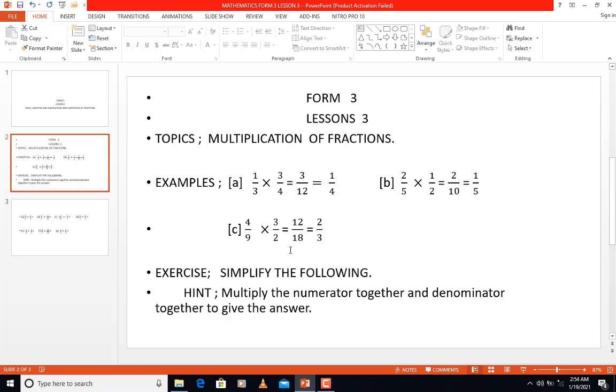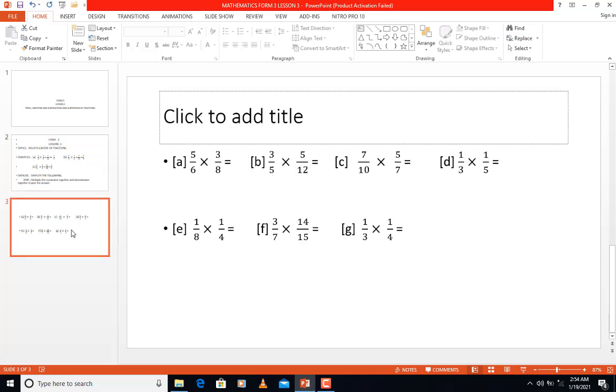Whenever you are multiplying fractions, make sure it is numerators alone, denominators alone. Now what I want you to do is answer this exercise, questions A, B, C, D, E, F and G. You can answer all these using the method which I have explained.